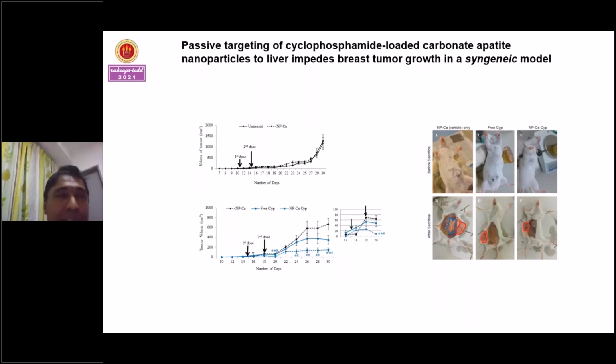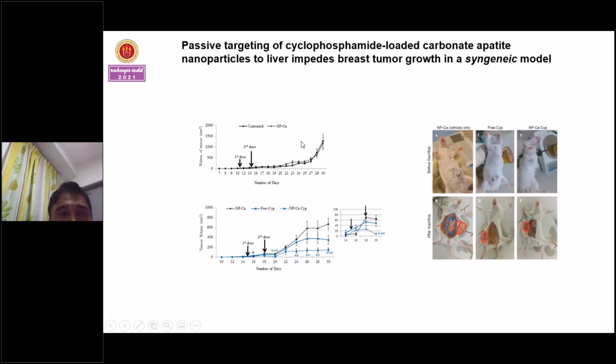So these are giving some examples of our successful studies. This study was done using the carbon apatite nanoparticles, our original nanoparticles. What we did, we delivered cyclophosphamide anti-cancer drugs in a syngeneic mouse model of breast cancer.